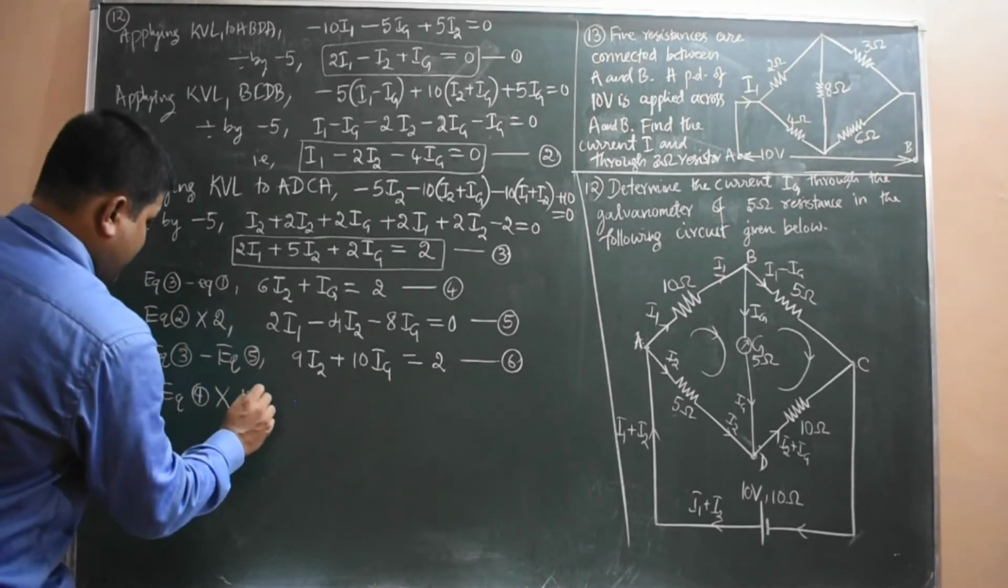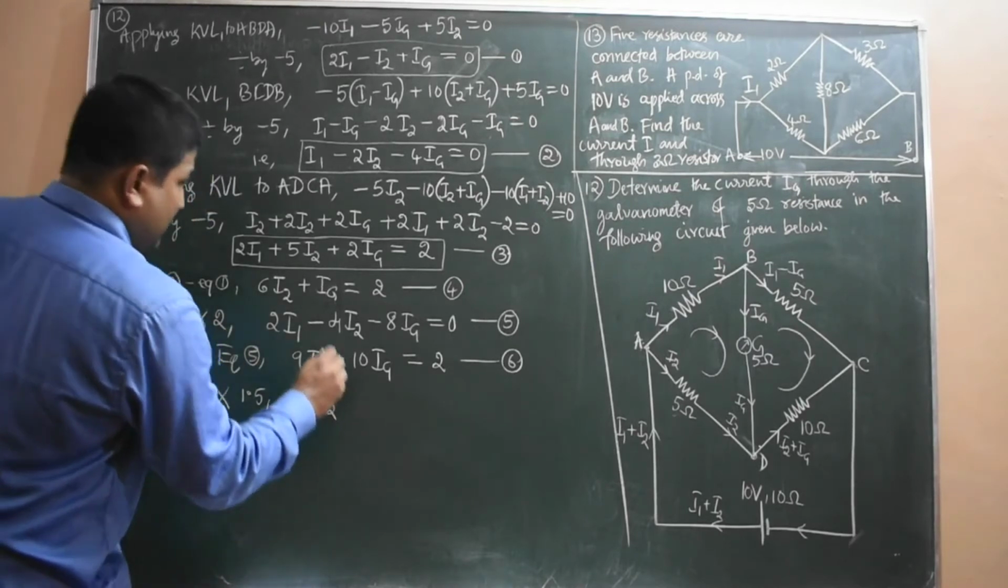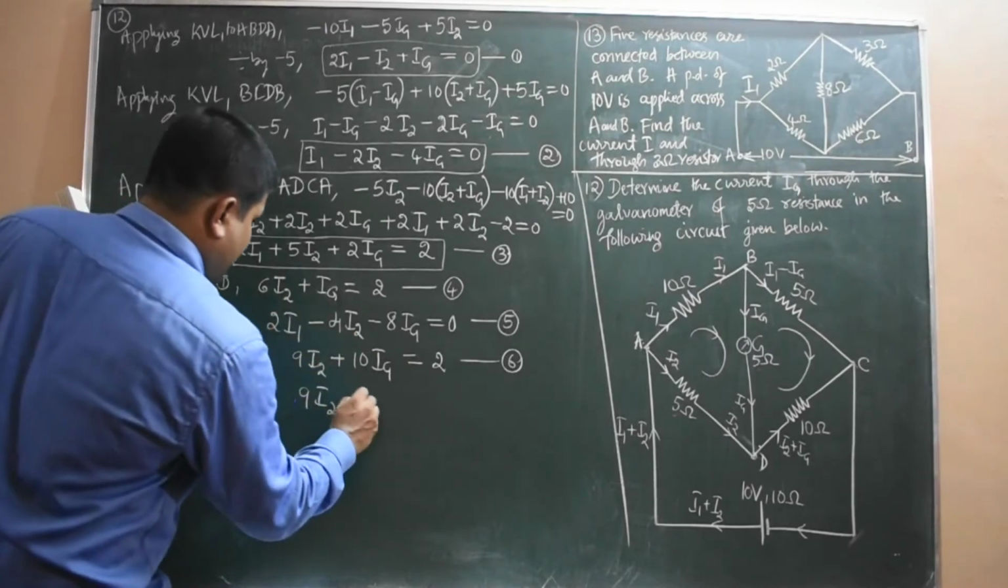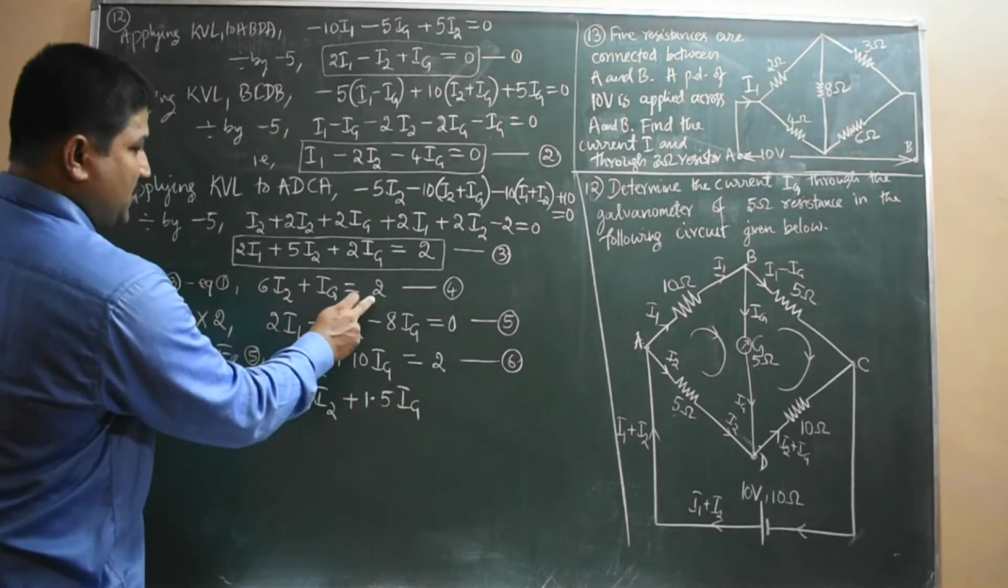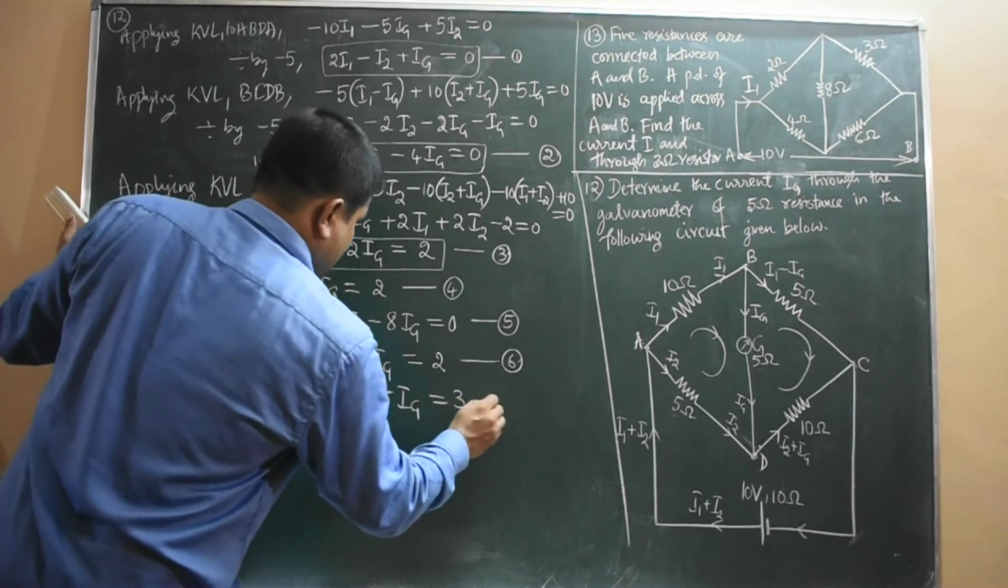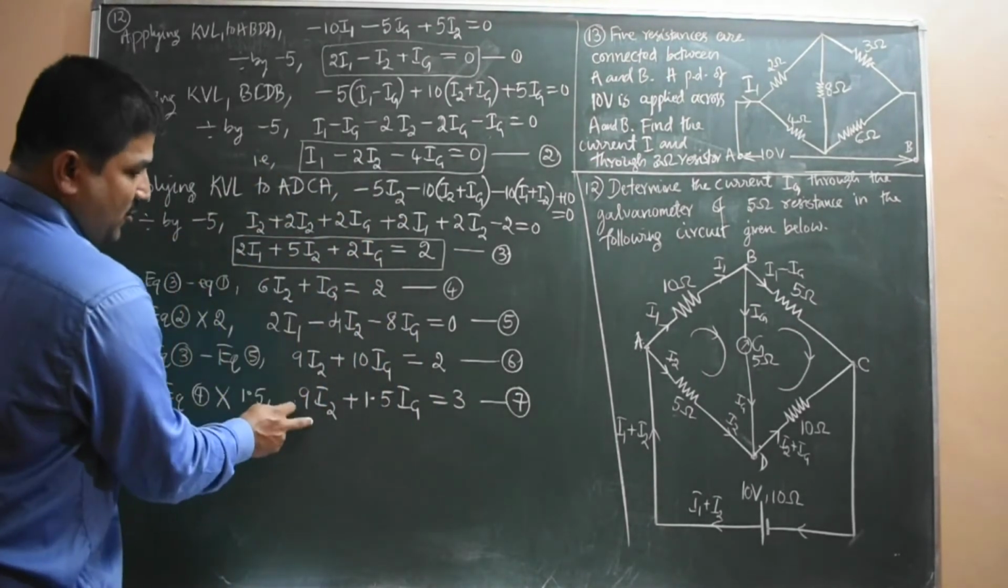So multiply by 1.5. So 1.5 into 6 is 9 I2. Okay. 1.5 into this is 1.5 Ig. Okay. So then 1.5 into 2 is 3. Okay. Equation number 7. Now it is found I2 same coefficients are there.